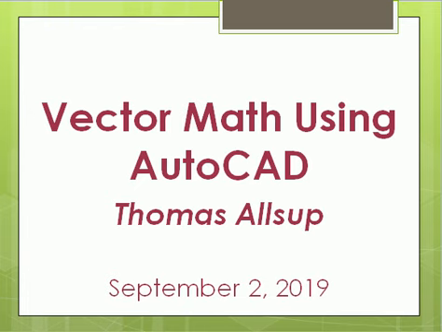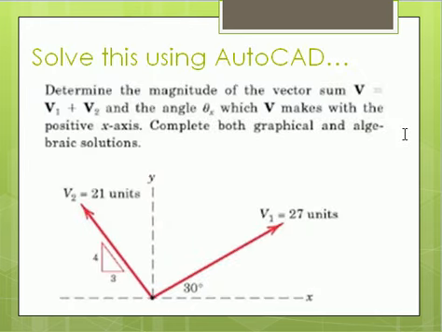Today we're going to use AutoCAD to solve vector math. The problem we're going to solve has a vector 1 of 27 units, 30 degrees above the horizontal, and a vector 2 that's 21 units, that forms a 3, 4, 5 perfect triangle off to the left.